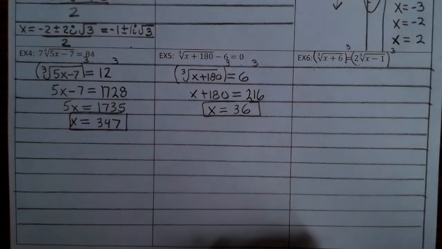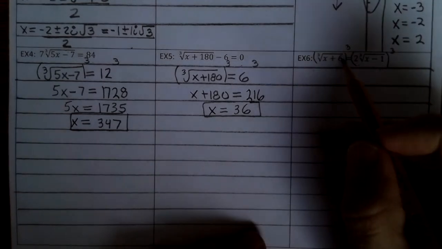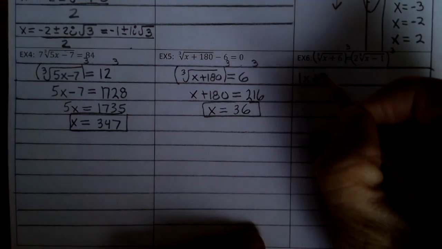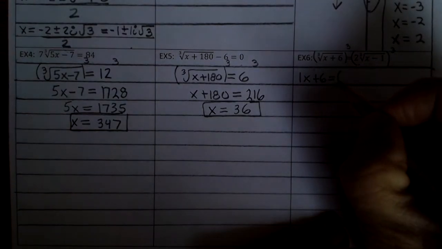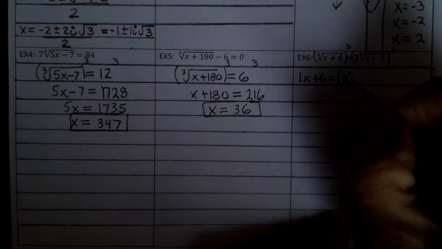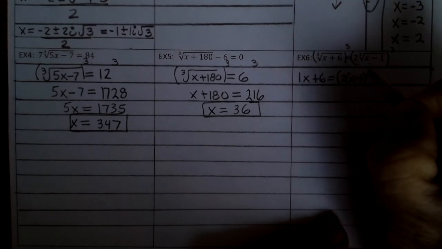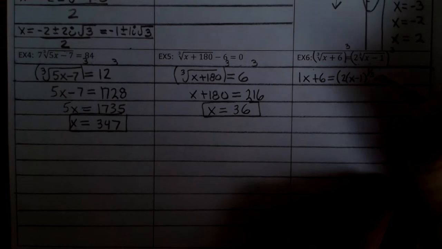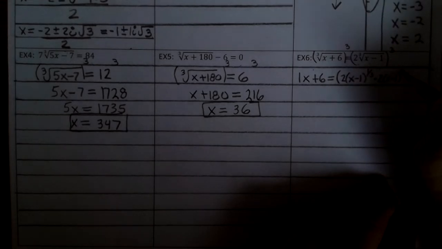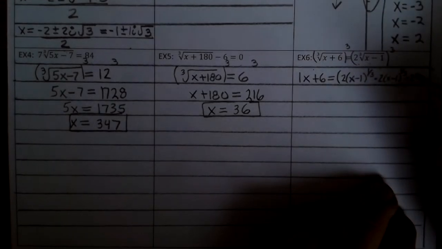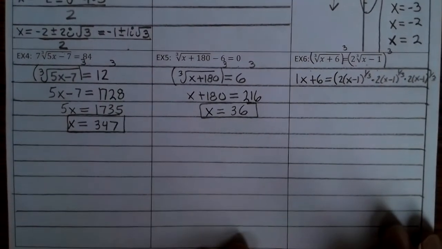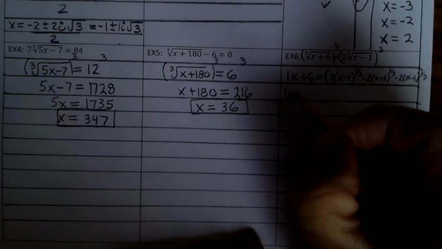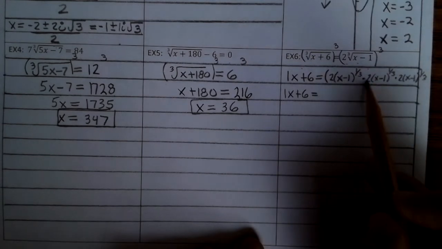there's 3 of them, so that's 2 times x minus 1 to the 1/3 times 2x minus 1 to the 1/3 times 2x minus 1 to the 1/3. Okay, so we still just have 1x plus 6 equals 2 times 2 times 2. So 2 times 2 is 4, times 2 is 8. And then 1/3 plus 1/3 plus 1/3 is 3/3. 3 divided by 3 is 1, so that's just x minus 1 to the 1 power.